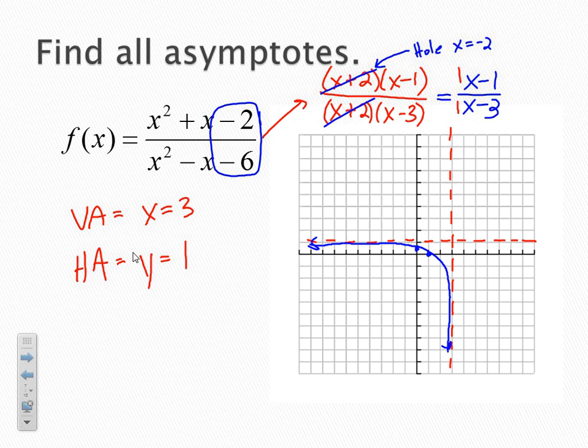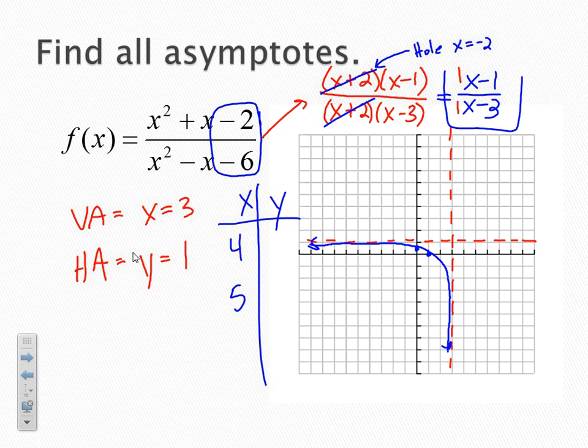So again, if I create a table of values here, some values on the right side of a positive 3 would be 4 and 5. So let's plug those in. I'm going to plug those in my simplified function. That's going to be a lot easier than working with the original. So if I plug 4 in up here, I get 4 minus 1, which is 3, divided by 4 minus 3, which is 1. So when I plot that point, when x is 4, y is 3.